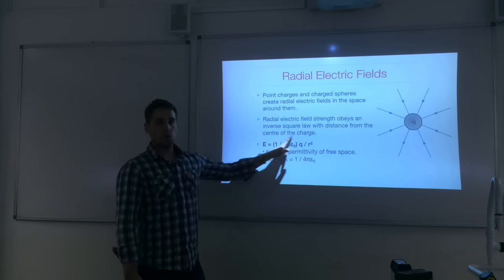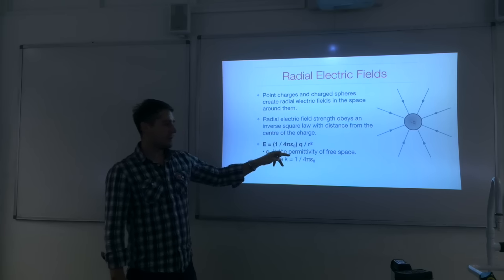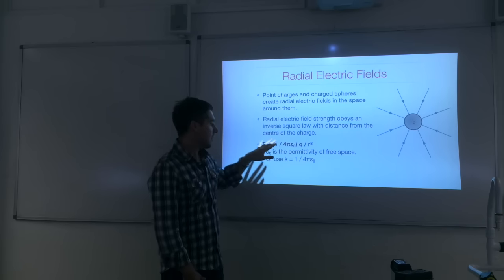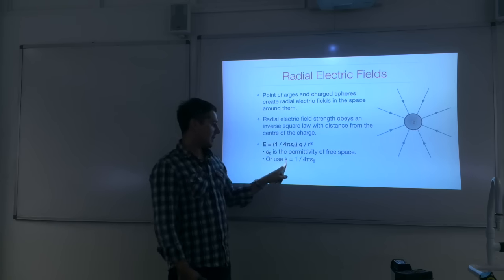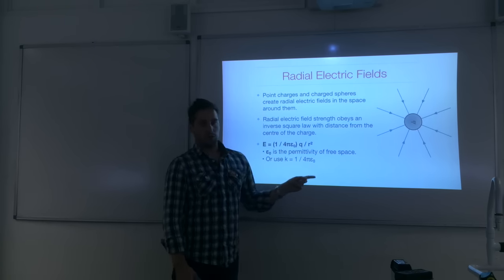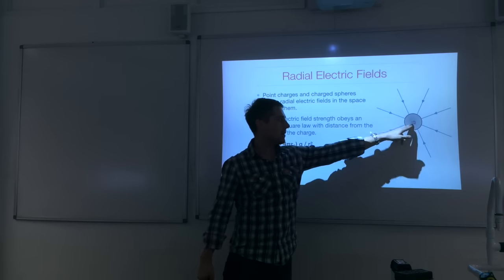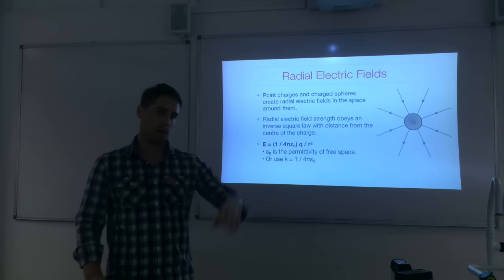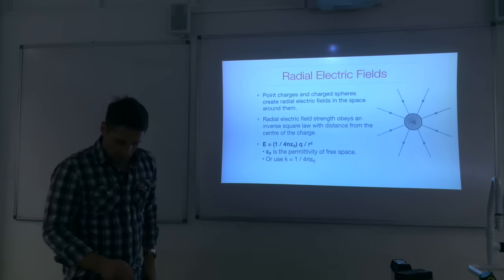Now these are all constant terms here, 4 pi and epsilon naught. Epsilon naught is 8.85 times 10 to the minus 12, and that's in your data book as well. So that's all constant, and often we can just use this other constant k, which is equal to 1 over 4 pi epsilon naught. Take the magnitude of the charge, multiply it by that constant, divide by r squared at the point you're interested in, and that tells you the electric field strength. So that's radial electric fields.